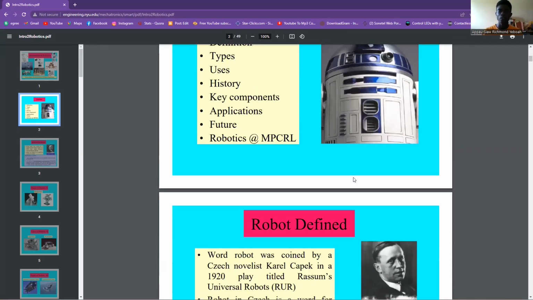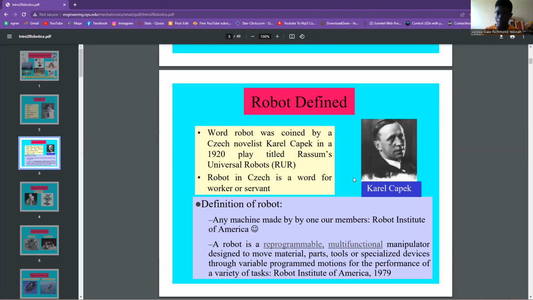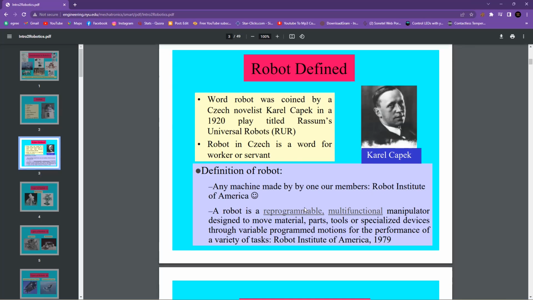So, robot definition. The word robot was coined by a Czech novelist, Karel Capek, in the 1920s. So in 1920 was the time robots were developed or brought into place. This is something simple you need to understand. So let's move to the definition of robots I have here in this PDF.